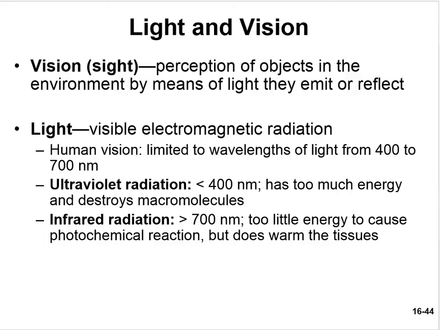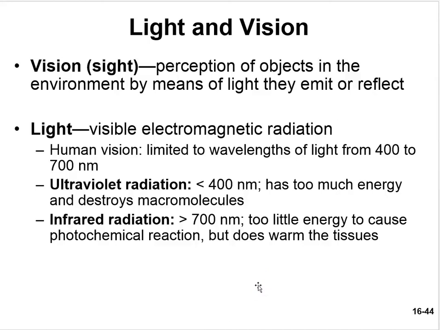So vision or sight is the perception of objects in the environment by means of the light that they emit or reflect. Light obviously comes from the sun, what we call electromagnetic radiation, and there are different wavelengths of radiation coming down and hitting us. The wavelength of light from 400 to 700 nanometers is what we say is the range of human vision, also called the range of white light.